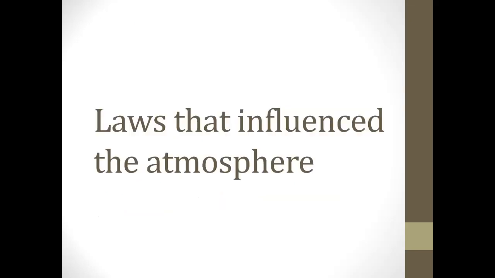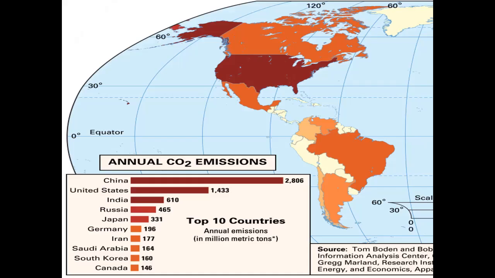Okay, there are some laws that influence the atmosphere. Some of them are good news, some of them are potentially good news, and some of them are not perfect. Annual emissions. China and the United States are the two top emitters. China emits the most CO2, but the United States emits the most per capita. So in other words, Americans use the most CO2 per person, but China puts out the most CO2 overall. This will end up being really important when we look at global climate change.